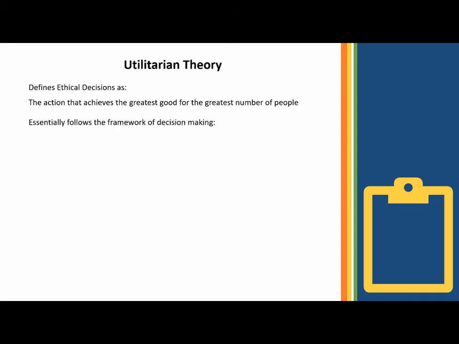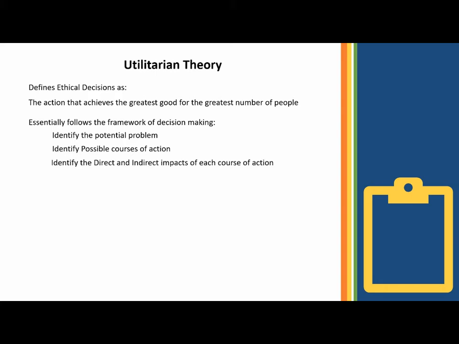So let's talk about the different theories. A couple theories really are out there. The first one is the Utilitarian Theory. And that defines ethical decisions as the action that achieves the greatest good for the greatest number of people. Essentially it follows the framework of decision making by identifying the potential problem, identifying possible courses of action, identifying the direct and indirect impacts of each course of action.